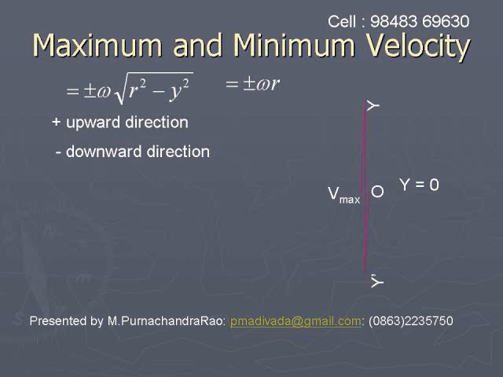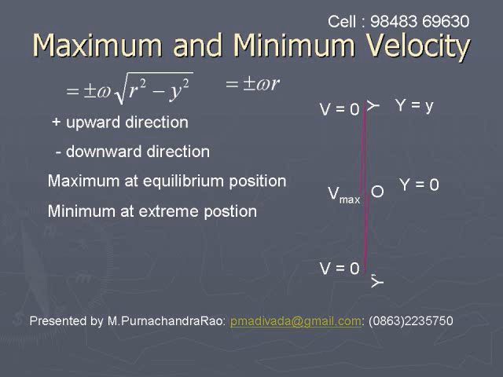Then the velocity at the extreme positions, at the top position and the bottom position, at y and y prime, r is equal to y. Hence, velocity becomes 0, since r square minus y square becomes 0. So, the velocity of N decreases from O to y. As the particle moves from O to y, the velocity decreases and it becomes 0 at y. While coming from y to O, its velocity increases from 0 to a maximum value.